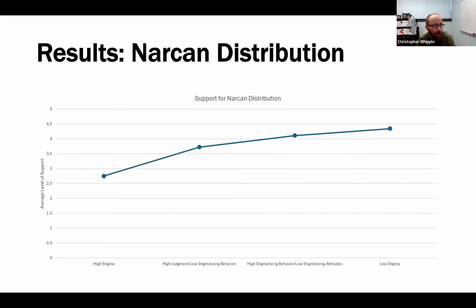And then lastly, this is our Narcan distribution. And we see kind of a similar breakdown. For people who have high stigma, they're not incredibly supportive of Narcan distribution, but everyone else has pretty high levels. And this low stigma group is very supportive of the use of Narcan distribution as a harm reduction strategy.